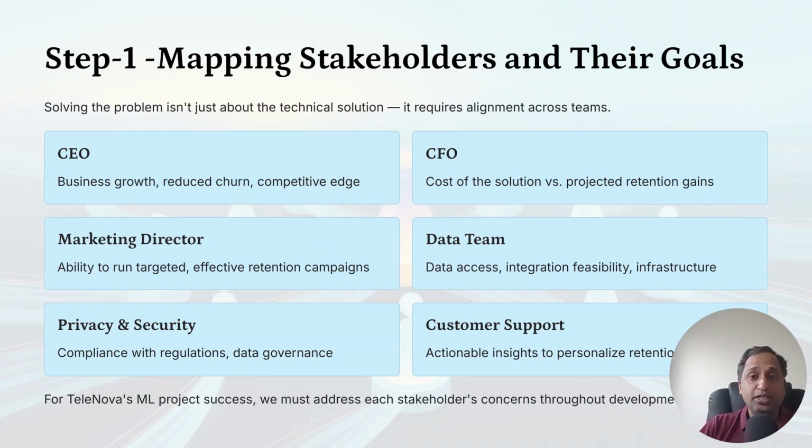As a first step, we try to map the stakeholders and their goals. Overall, we have a CEO who is concerned about business growth, reducing churn, and competitive edge. We have a CFO, who is looking at the cost of solutions versus projected retention gains, as well as marketing directors, the data team, the privacy and security team, and the customer support team.